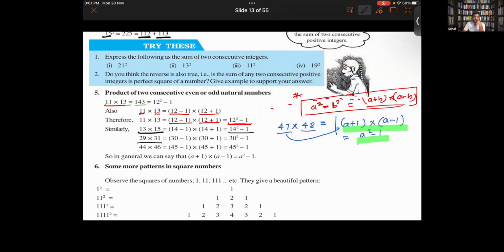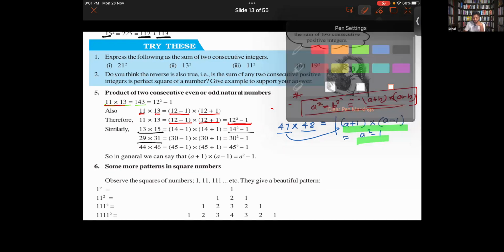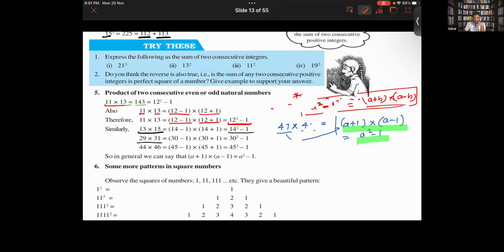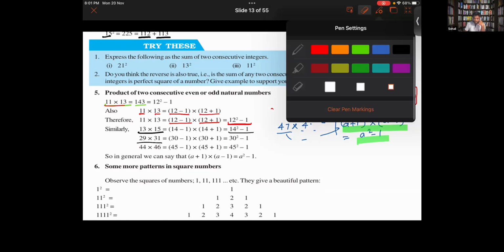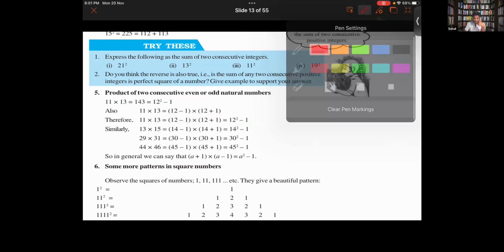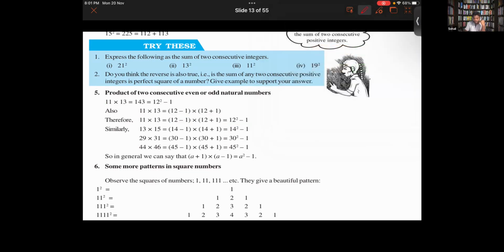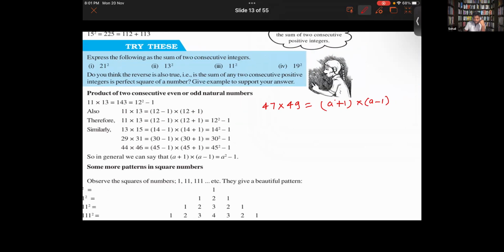right? So try doing it for another number. Don't mix up two numbers, thereby you will have difficulty. So just take two consecutive numbers. ठीक है ना? 47 multiplied 49. You have to represent it in this form: a plus 1 multiplied a minus 1 के form में आपको लिखना है ऐसे. That is a square minus 1.